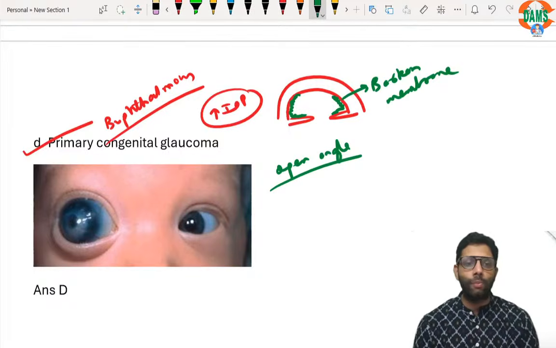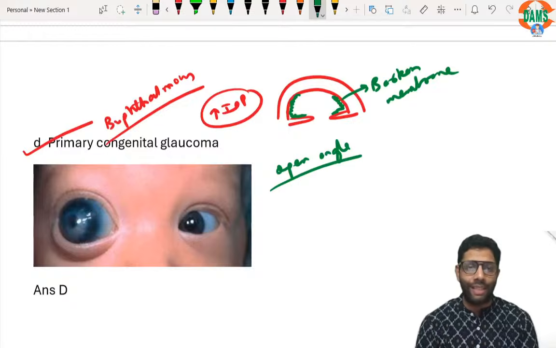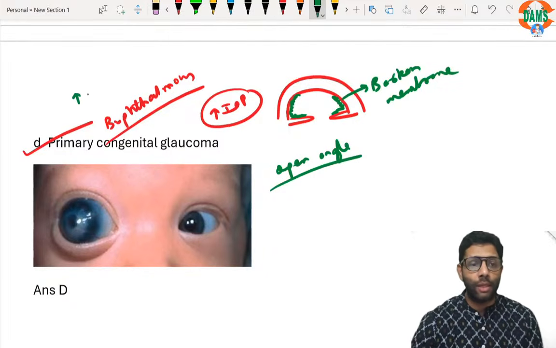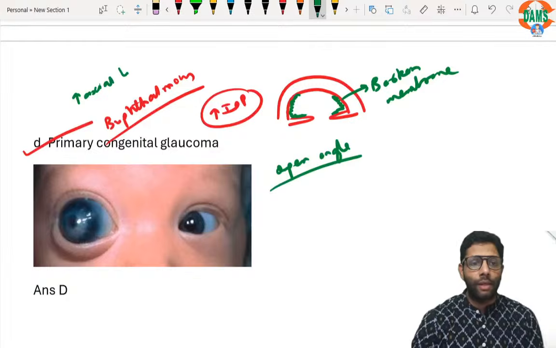So because of high IOP, there is irritation of the nerves. Nerves of the outer fibrous coat, cornea and sclera, are irritated. That's why the patient has watering and photophobia. And blepharospasm means squeezing the eyes. And what are the other signs? The axial length will increase. Increased axial length means the patient becomes axial myopic.